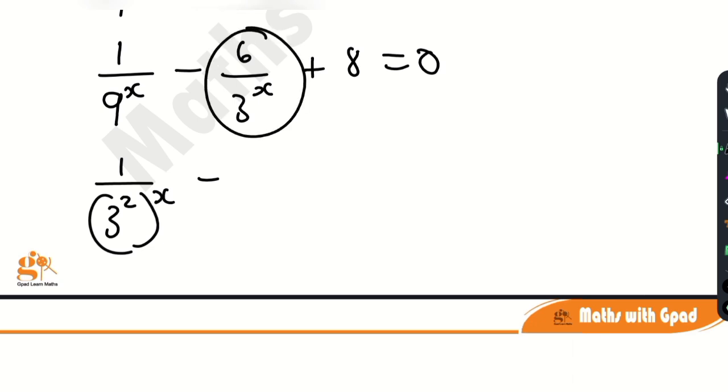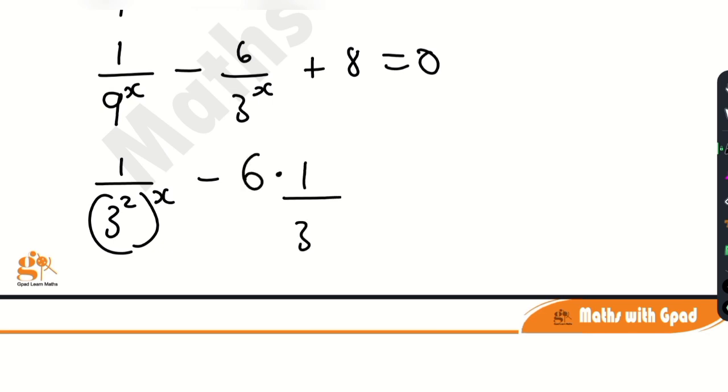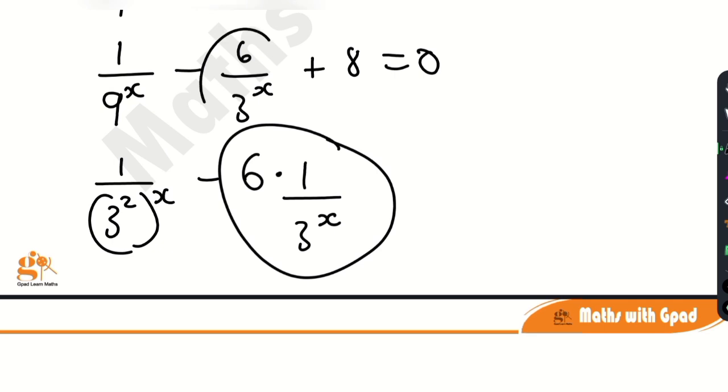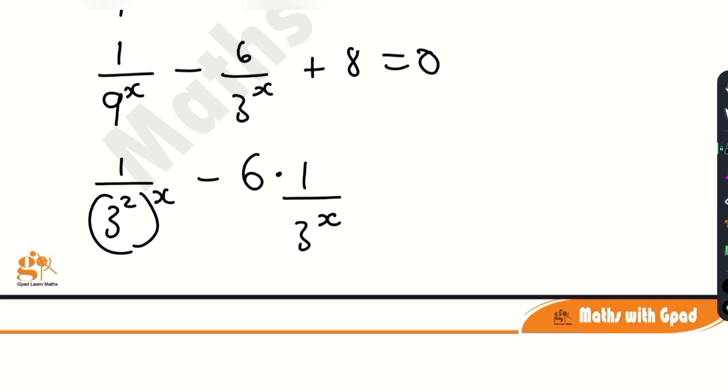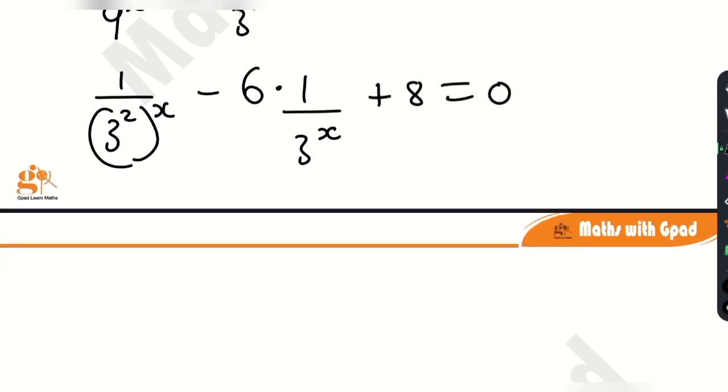What about 6 over 3^x? I will rewrite it like this: 6 times 1 over 3^x. Of course, if you multiply this, you get this back. So I'm trying to bring out 3^x so I can easily plug in another variable to replace 3^x. I hope you are with me.